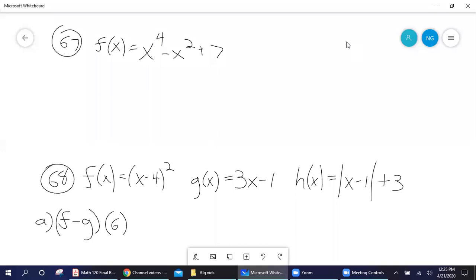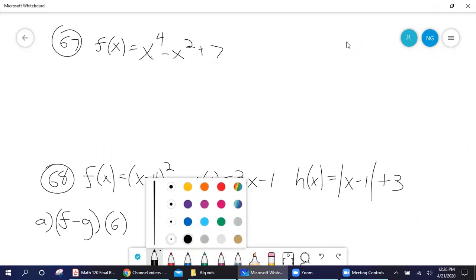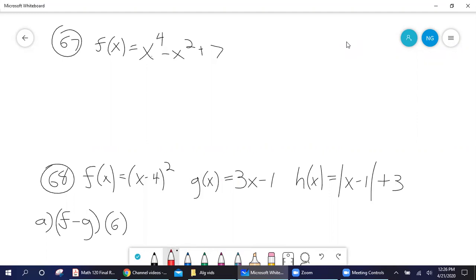Number 67, we're asked if this is even, odd, or neither. The test to see if this is even is basically if I replace the x's with negative x's, do I get the same thing back?